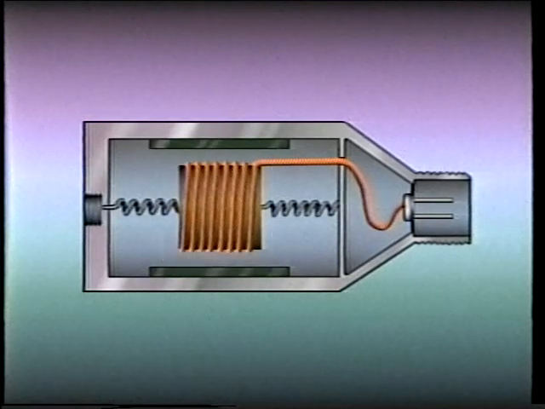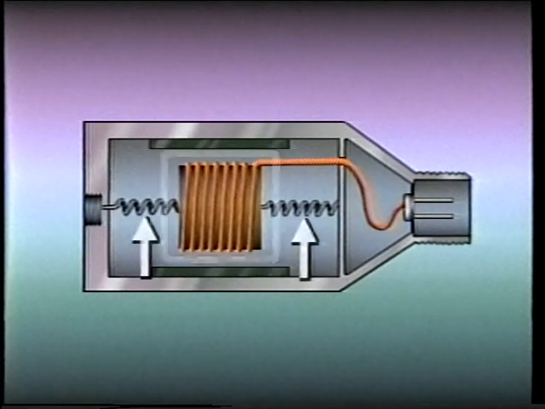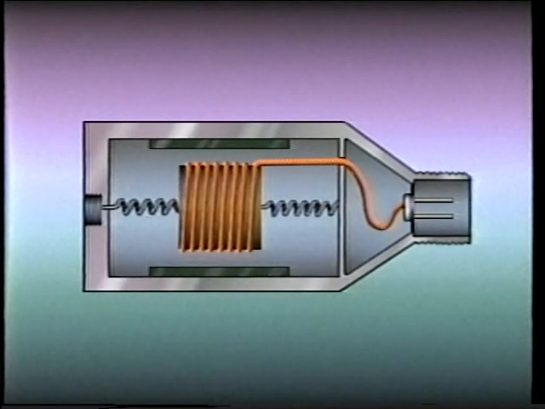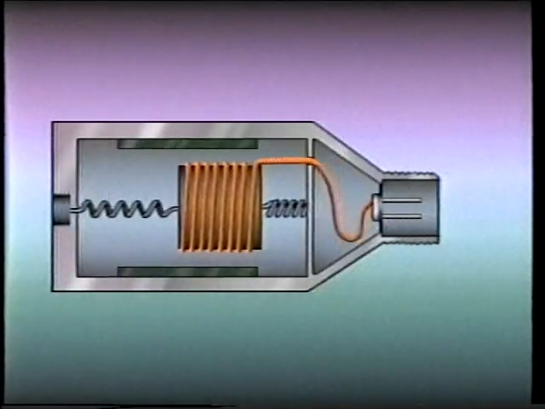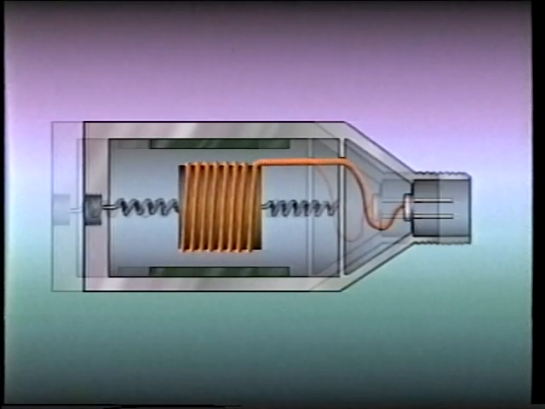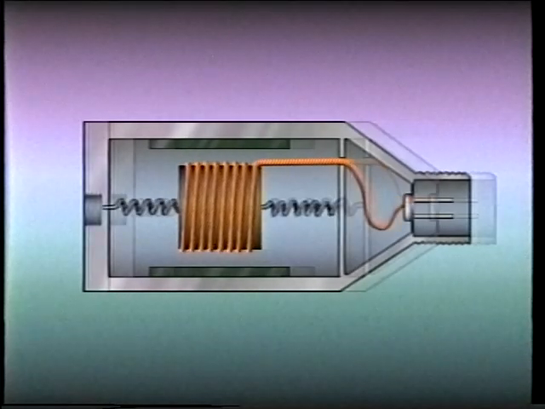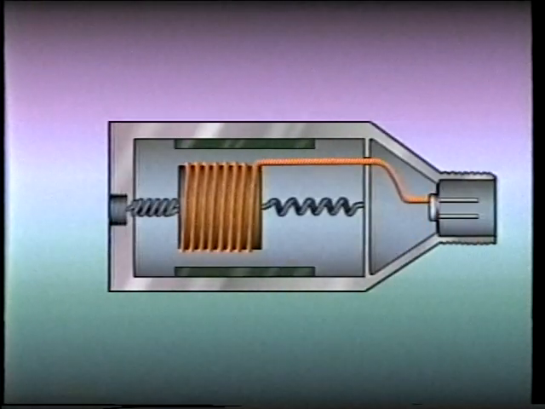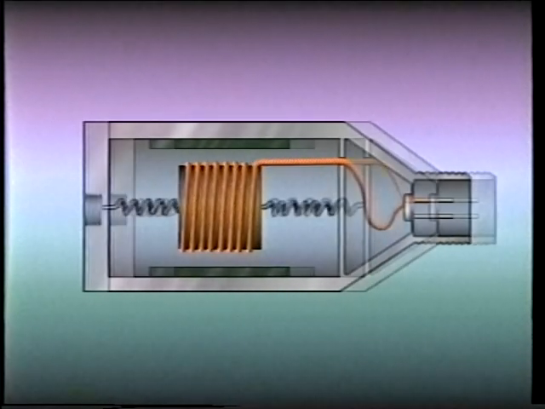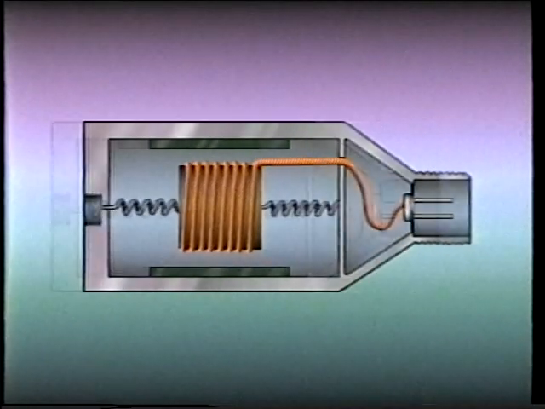The magnet attaches to the component being monitored and vibrates at the same rate. The coil of wire, which is suspended by springs that dampen the vibration, remains relatively stationary. As the magnet vibrates, an electrical signal is created in the coil. This signal is then transmitted to a device where it is electronically interpreted as a measurement of velocity or displacement.